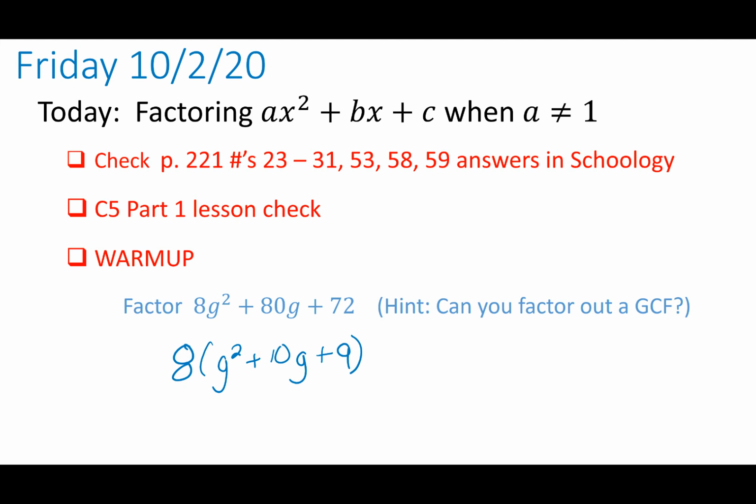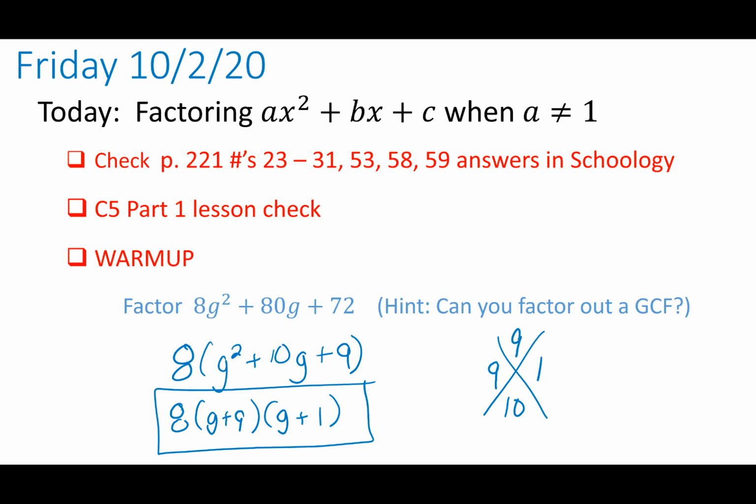So if I were to factor simply what was in the parentheses, I'm going to draw my x. What am I going to put at the top of my x? What's going to go at the top, Blake? And what's going to go at the bottom, Blake? What are my two numbers? 9 and 1. So now this 8, do not forget about the 8. It comes along, but now I have g plus 9 and g plus 1. So this would be complete factored form. All right, so the 8 comes along, we factor the 8 out, g plus 9, g plus 1.